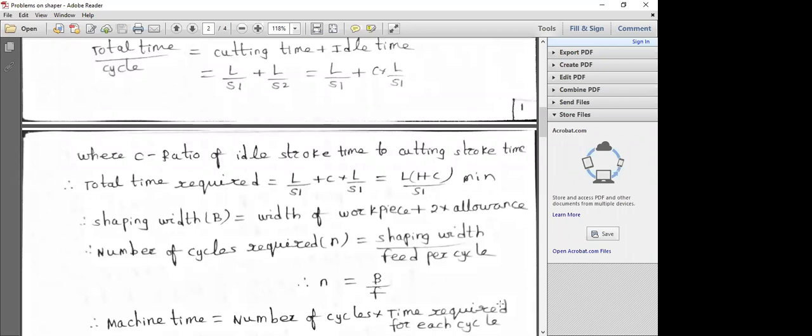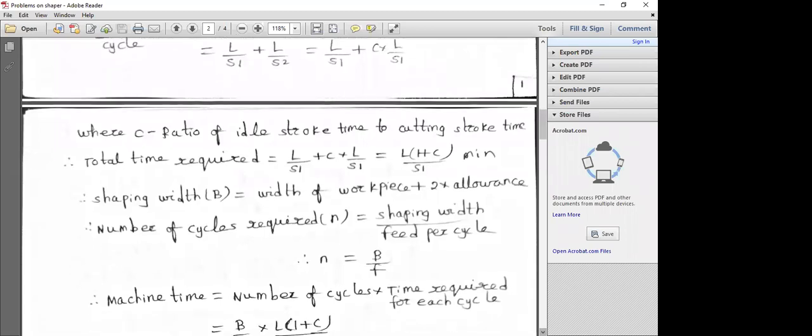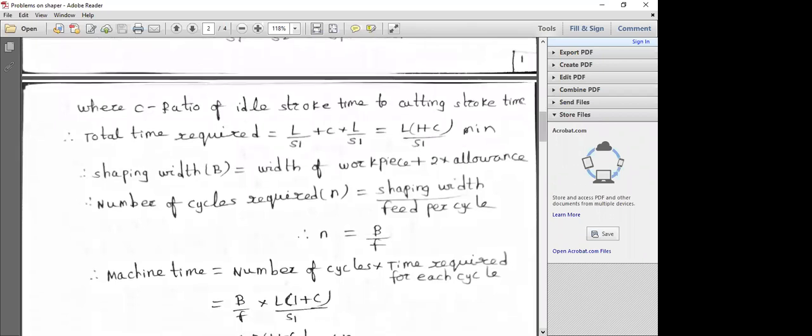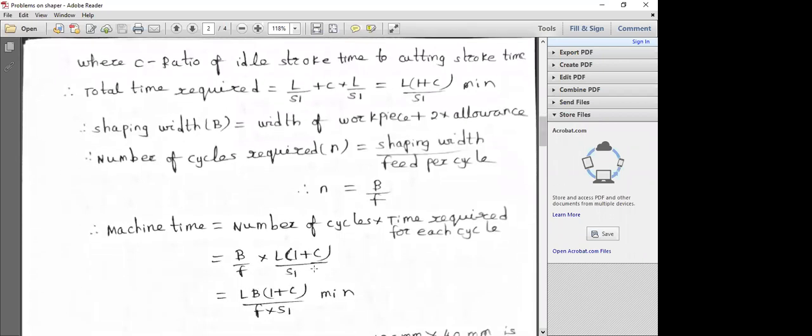So what is that machining time? Number of cycles. How many cycles are there? That much number into the time required for each cycle. So we'll tabulate what the number of cycles is. It is B by F. So what is the time required for each cycle? We have derived it as L into (1 plus C) by S1.